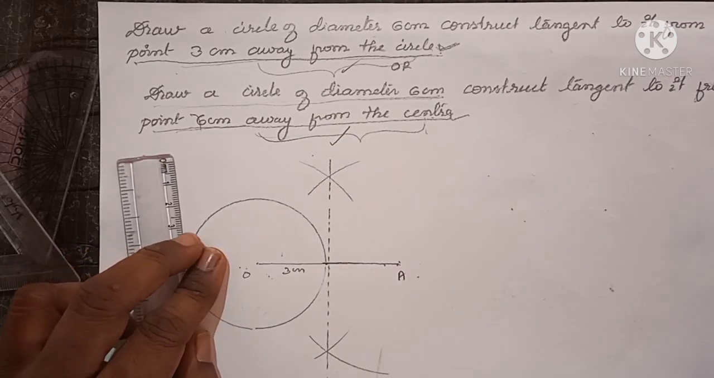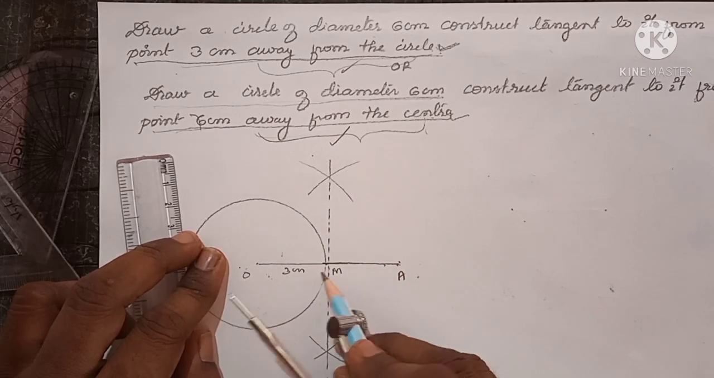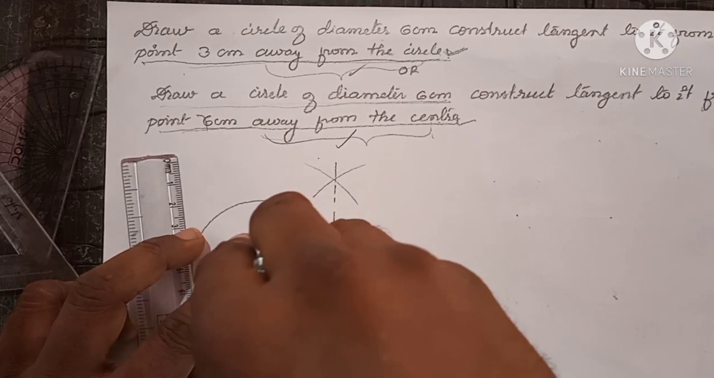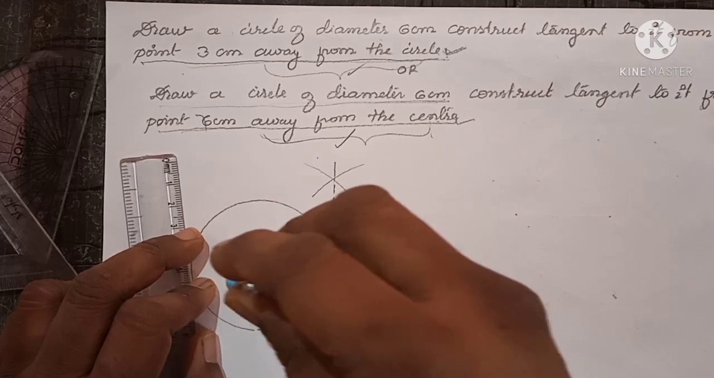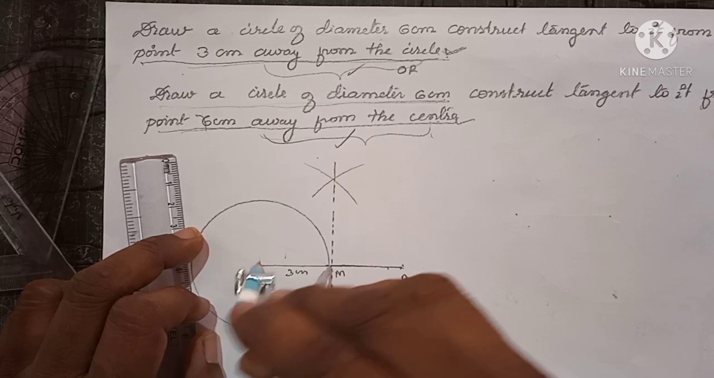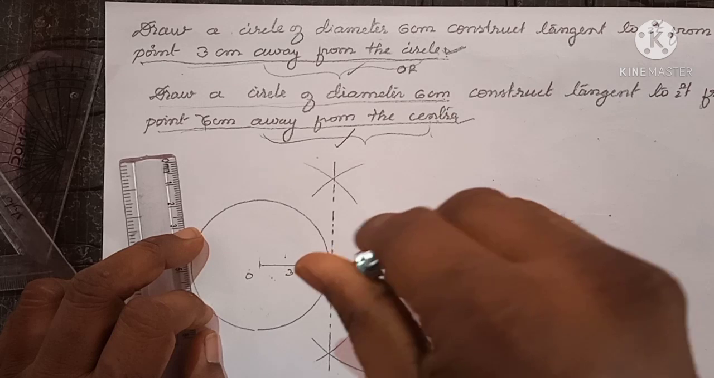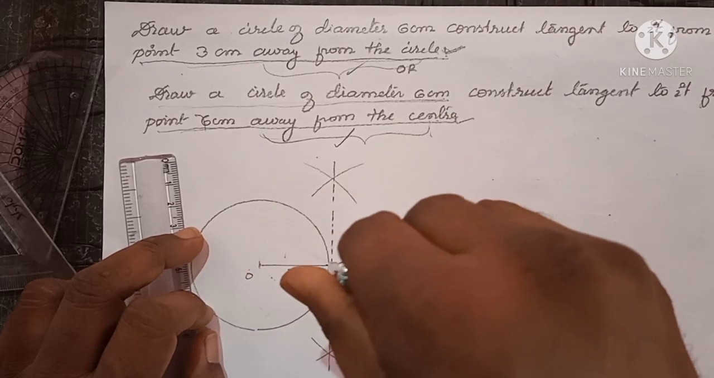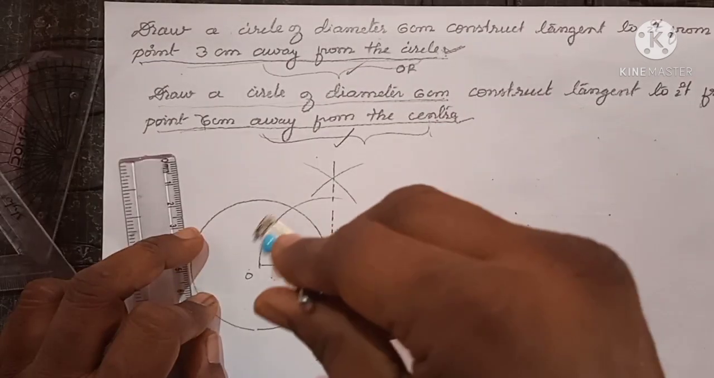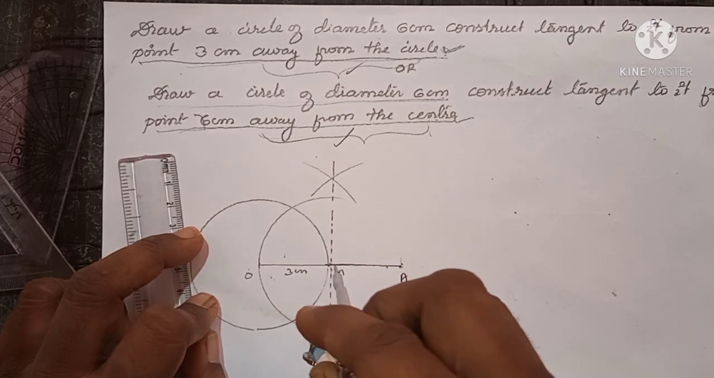Okay, and next, M is the midpoint of OA. We are obtaining the midpoint of OA. Understood? Midpoint of OA, and you can take the length of OM or MA, and draw again a full circle.